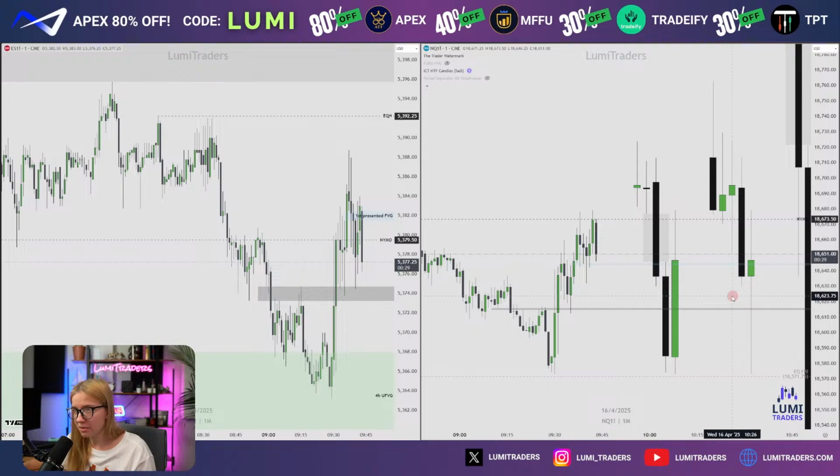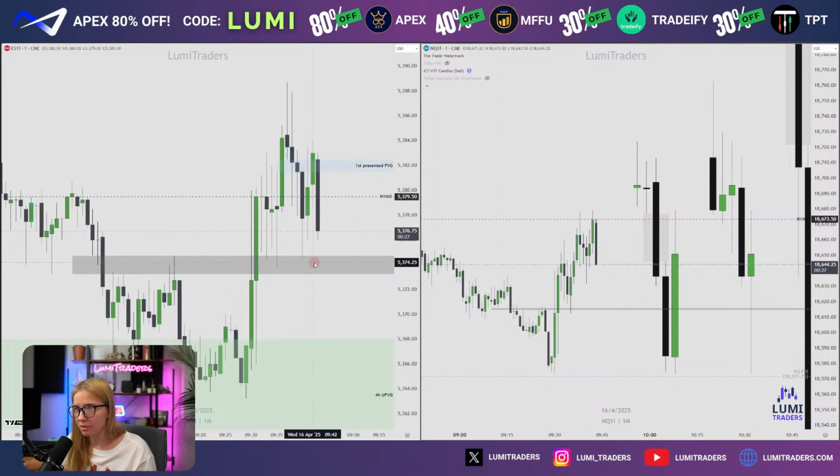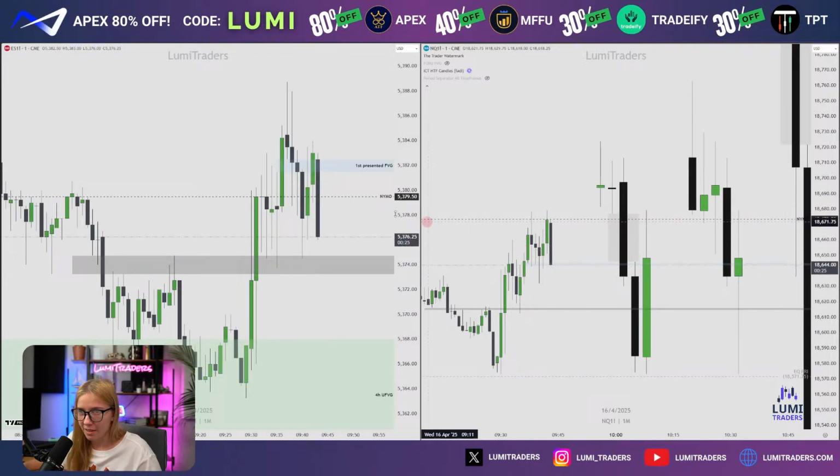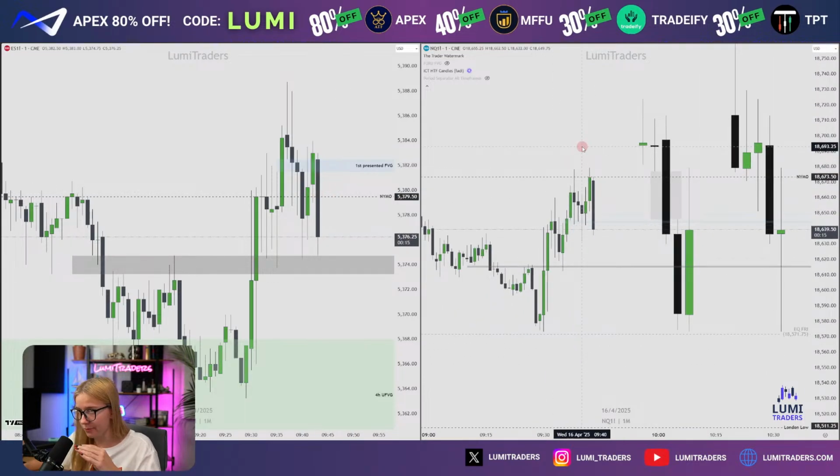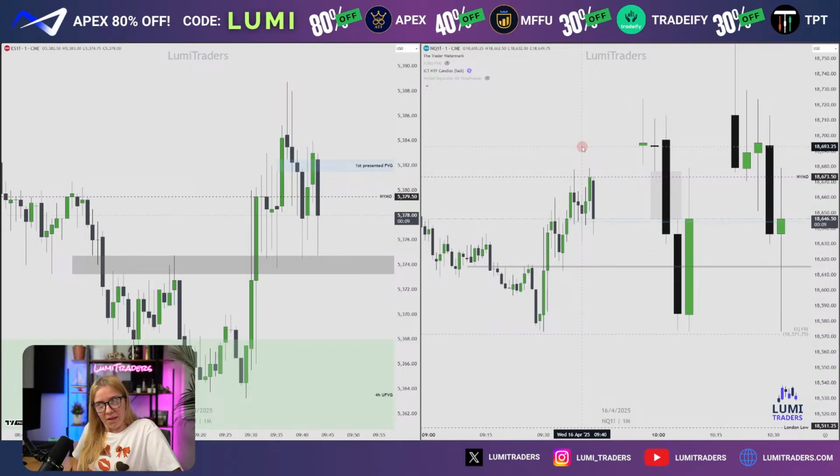Oh my god. What is going on? So we got an inversion of the first presented fair value gap. I mean, it inverted this already. First trying to expect this one, but a completely different picture on NQ. I already said it's not in sync right now.